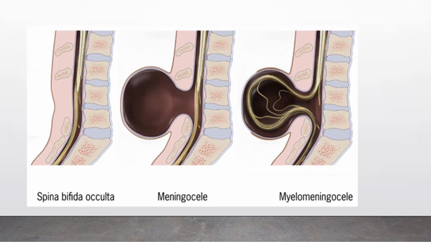So in this picture, you can see spina bifida occulta. So there are vertebral abnormalities or defects, but it is still covered by skin. And then in your meningocele, you can see there's a defect in the vertebral column, and then there is protrusion of the meninges. And then in your myelomeningocele, there's a defect in the vertebral column, as well as protrusion of the meninges and the spinal cord, and there's a defect in the skin overlying the defect.